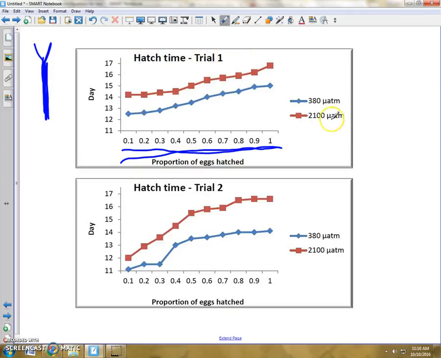Again, it's very important, and we have a legend over here which says 380, and I don't know what that is, ATM. Now, I actually do know, I think this is micro atmospheres, but even if you don't know, it's not a big deal. It's just, okay, whatever that is, 380 ATM, that's this one, and this is the red one. And so again, it might ask you to compare trial 1 and trial 2, but if you know what the axes are, that would really help you.